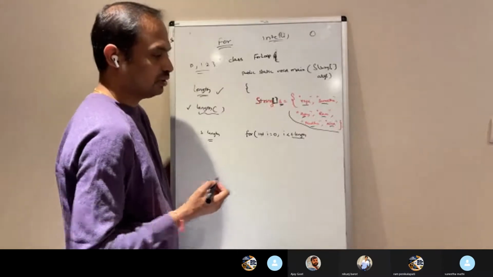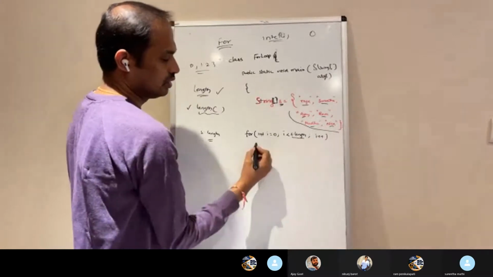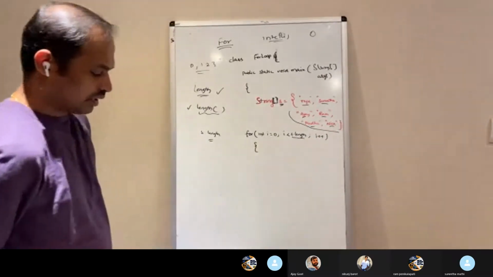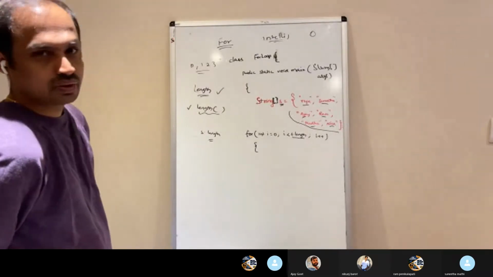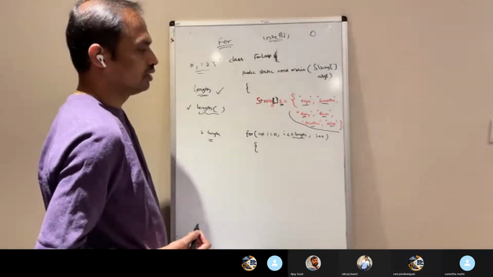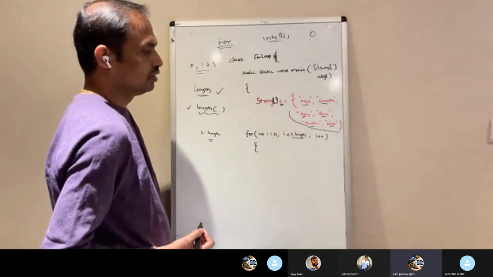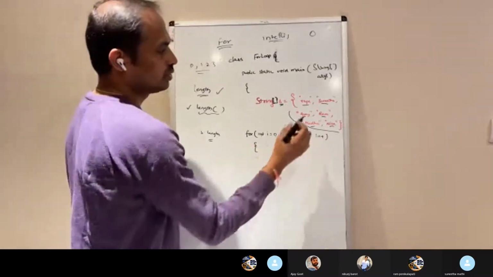Why not less than or equal to? I plus plus. Why? Can you tell me why we are not taking less than or equal to? Means if the condition is true, then it will break there itself. Okay, so let me tell you.